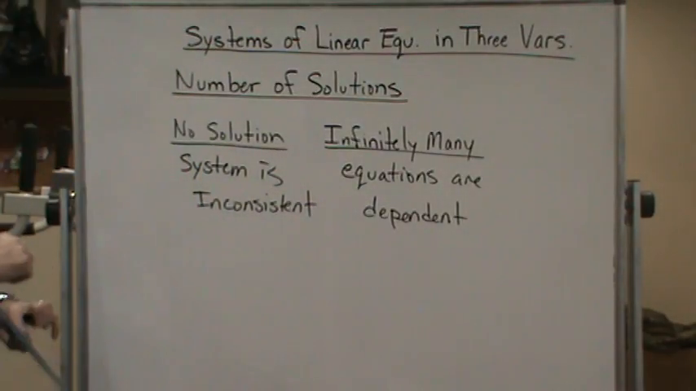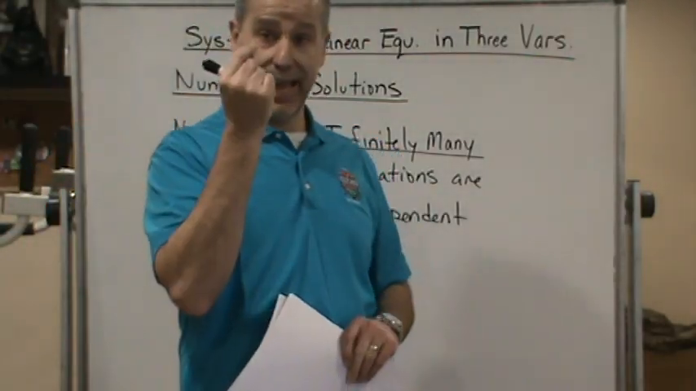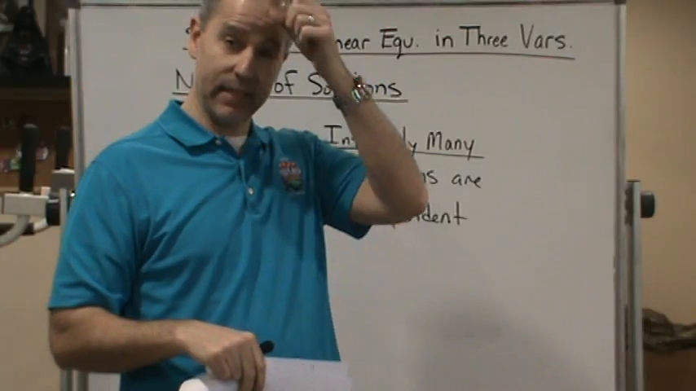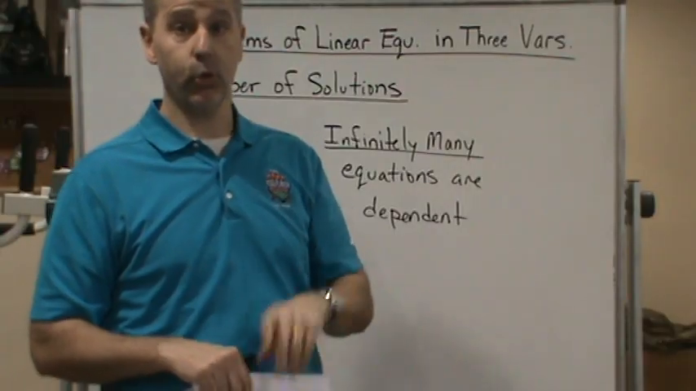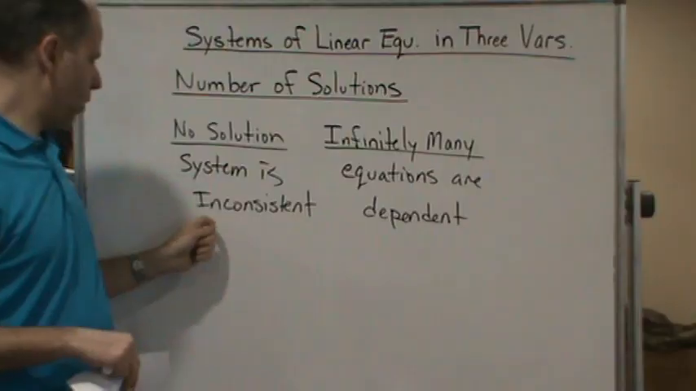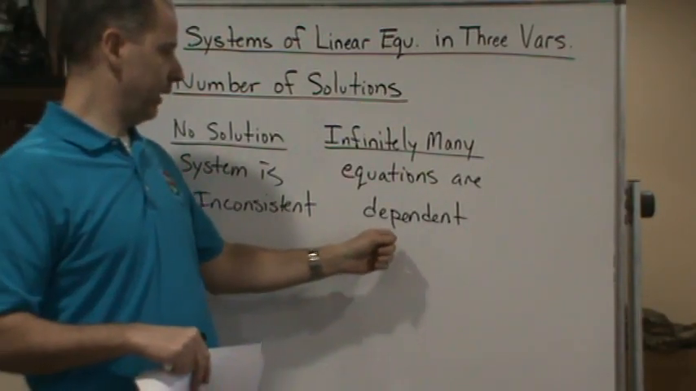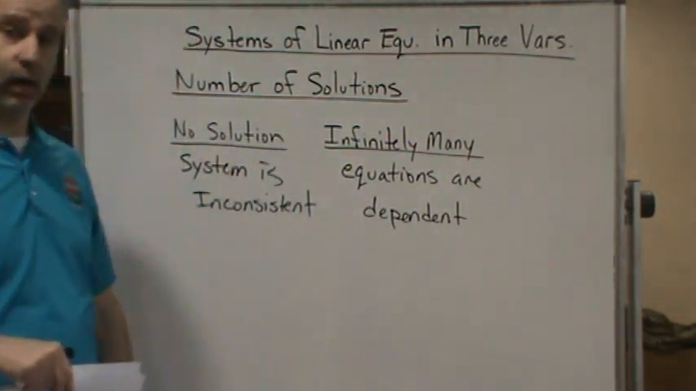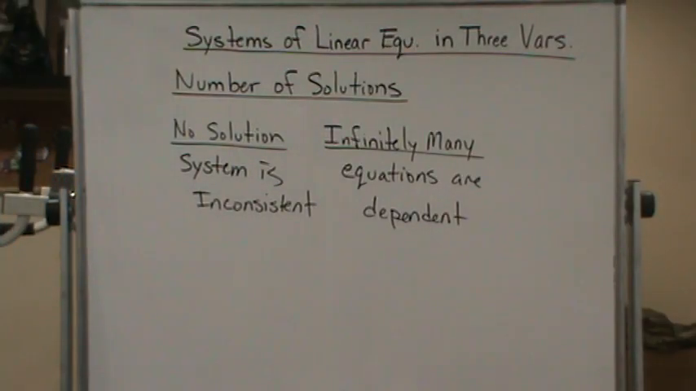And then of course, the planes could intersect where they all intersect at one point, okay? Which is like in the last two examples that we did, we showed that, hey, we only got one ordered triple. So there could be one unique solution, like in that case. There could be no solution, in the case that the system is inconsistent, or we could have infinitely many solutions where the equations are dependent. Okay? So now we'll do some examples and move forward.